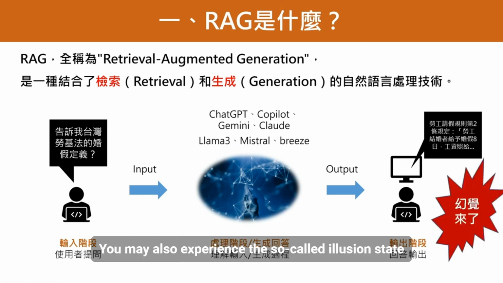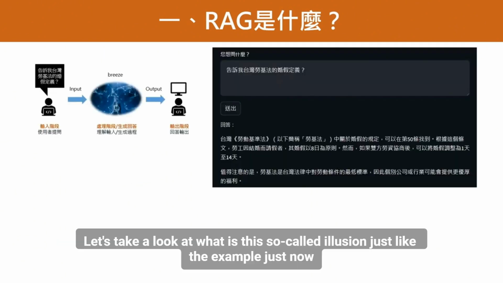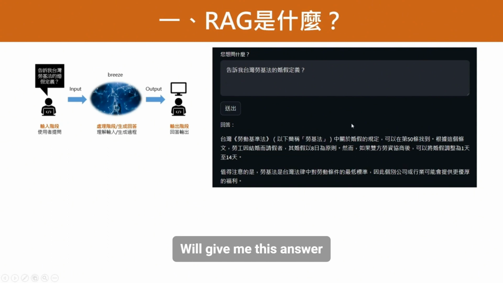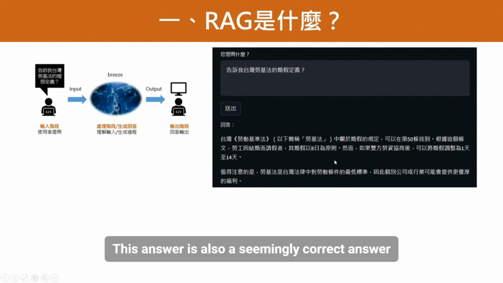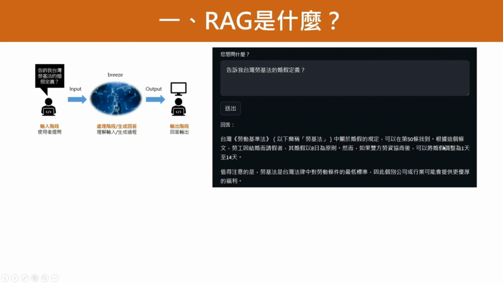What else besides that? You may also experience the so-called hallucination state. And this RAG is one of the techniques to solve this hallucination. Next, let's take a look at what this so-called hallucination is, just like the example just now. Tell me what is the definition of the Taiwan Labor Standards Act. What will the model give me? This answer is also a seemingly correct answer. Looks like it's right: the marriage leave provisions in Taiwan's Labor Standards Act can be found in Article 50.